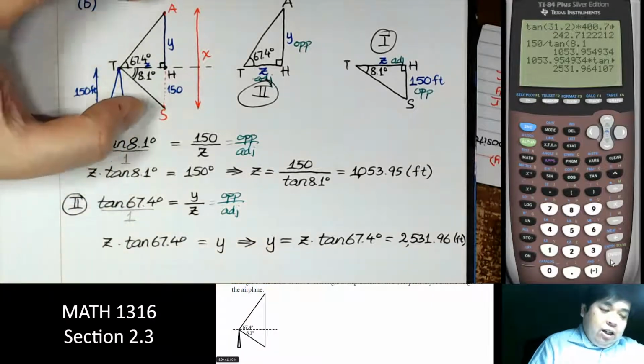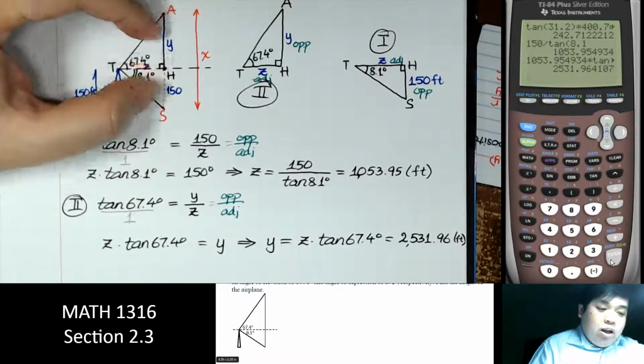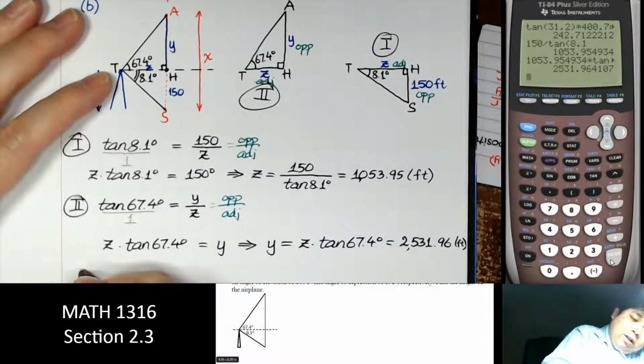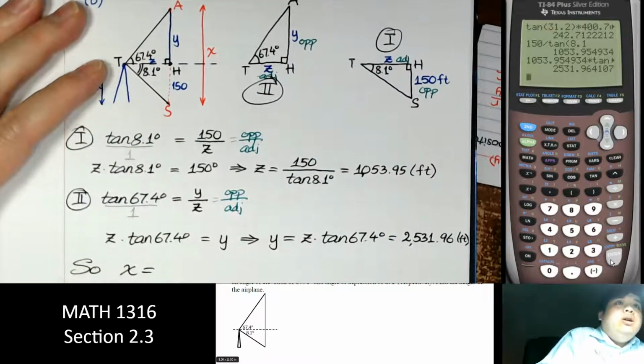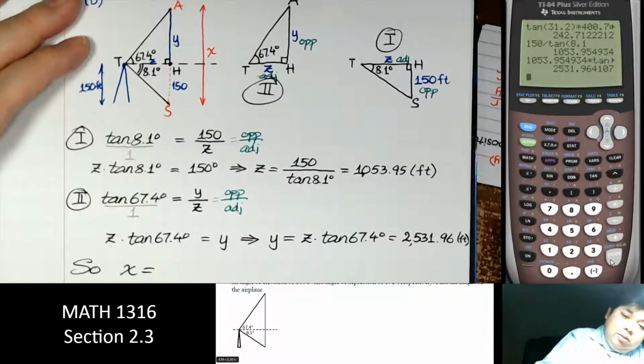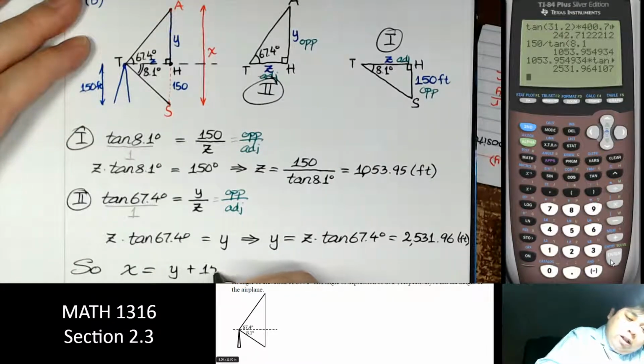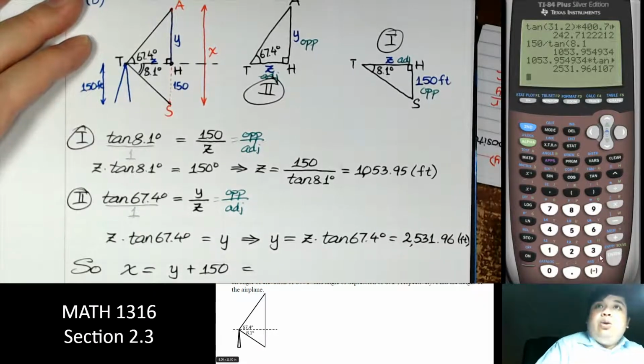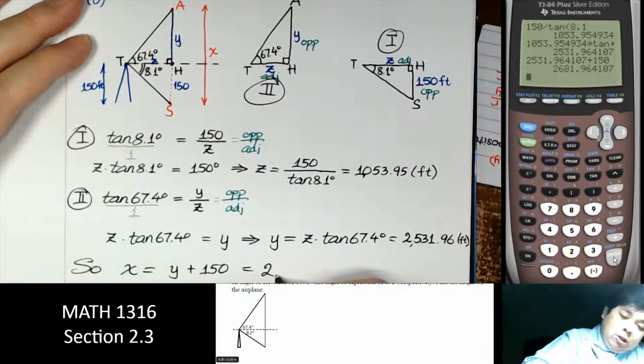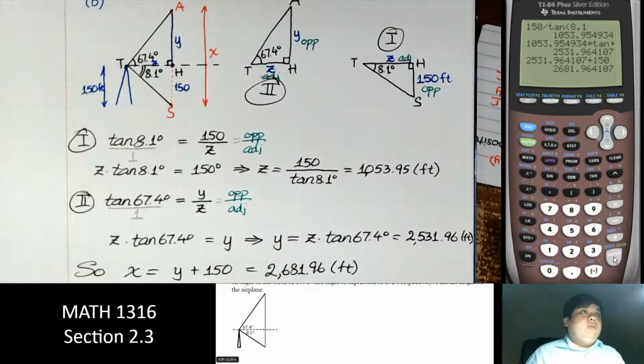And finally, we are asked to find the distance X, which is Y plus 150. So X equal to Y plus 150. So we have that number plus 150, 2,681.96 feet. So that's what we have. And with that, we go to chapter 3.